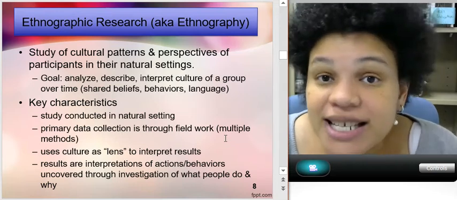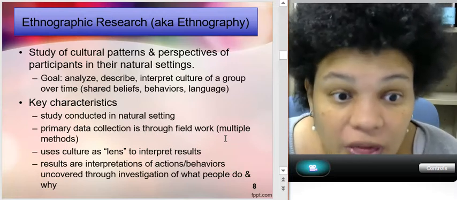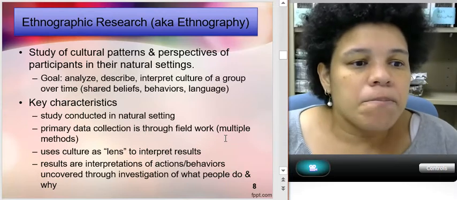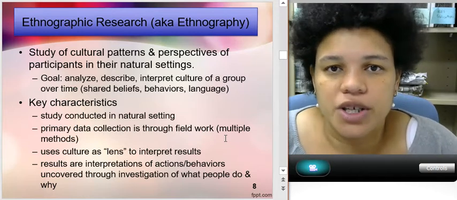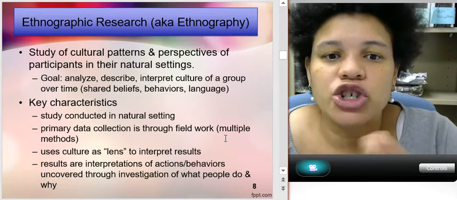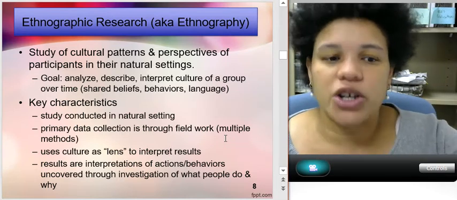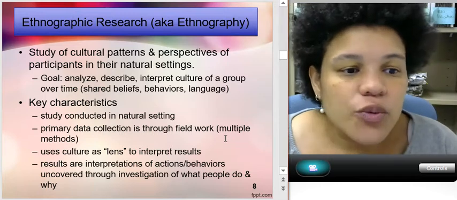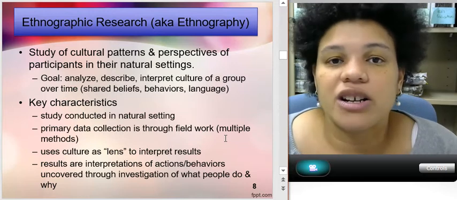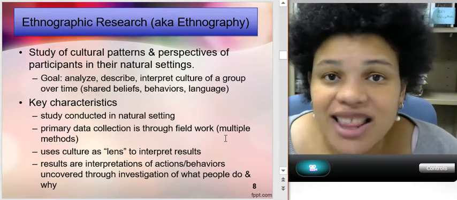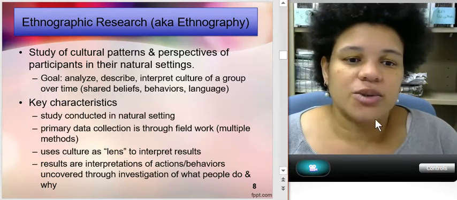Okay, key characteristics: natural setting. We're doing field work. We're there. And the culture is the lens for interpreting the results. This is the people's own interpretation of why they do things. That's the lens we're going to use to interpret the results. And the results are investigations of actions and behaviors that are uncovered by watching and listening to what people do and why, what explanations they attach to it.